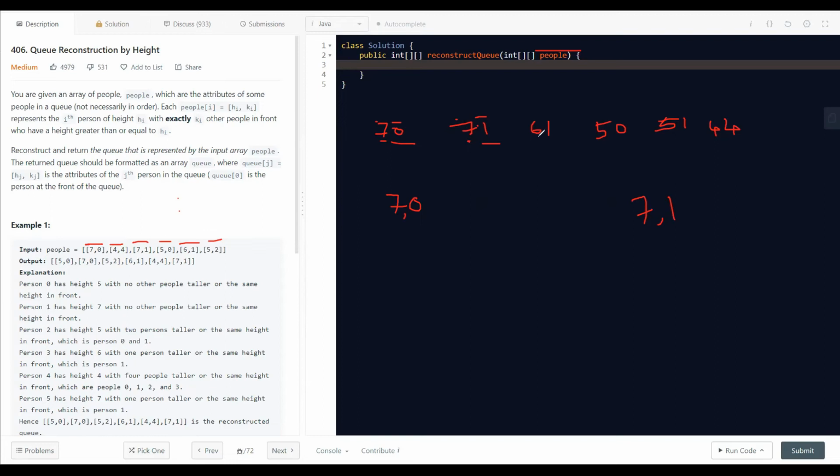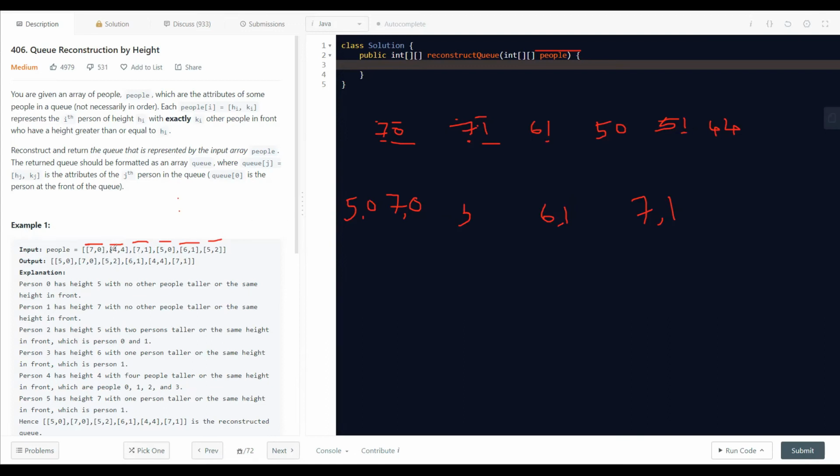Next you come across 6 1. We insert 6 at the first position. A list is a kind of dynamic array, so we can insert into a position and the other elements will shift accordingly. Then we find 5 0 at the 0th position, so we insert 5 there, and then the next 5.